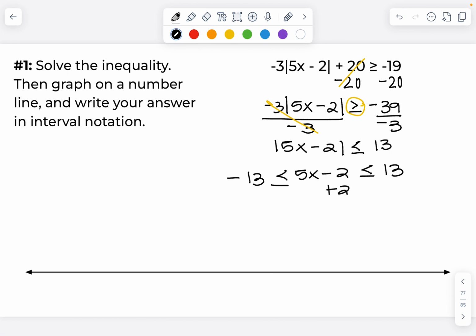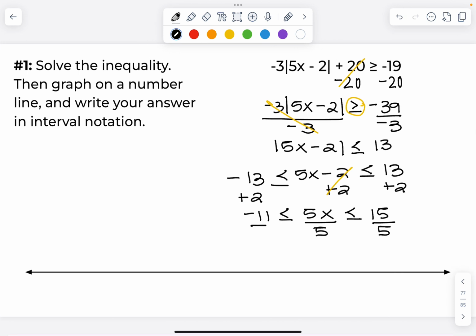Then I'm going to solve by adding 2 everywhere. When I do that, I get -11 is less than or equal to 5x is less than or equal to 15. Then I'm going to divide both sides by 5. That gets me x by itself. x is less than or equal to 3, and then -11/5 is less than or equal to x. We're going to leave this as a fraction, guys, -11/5.